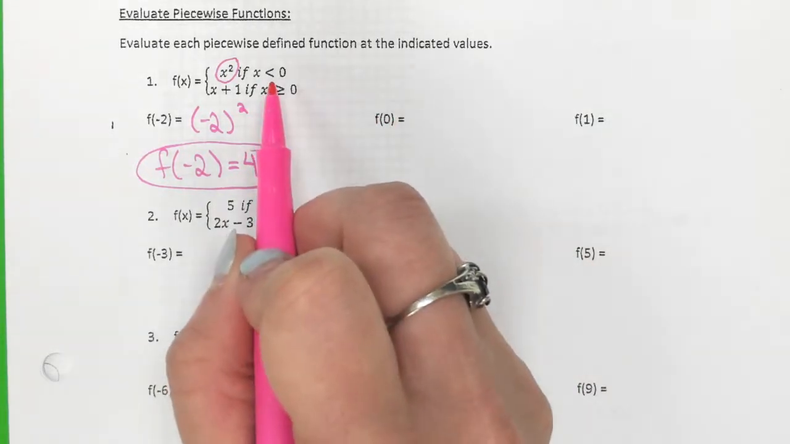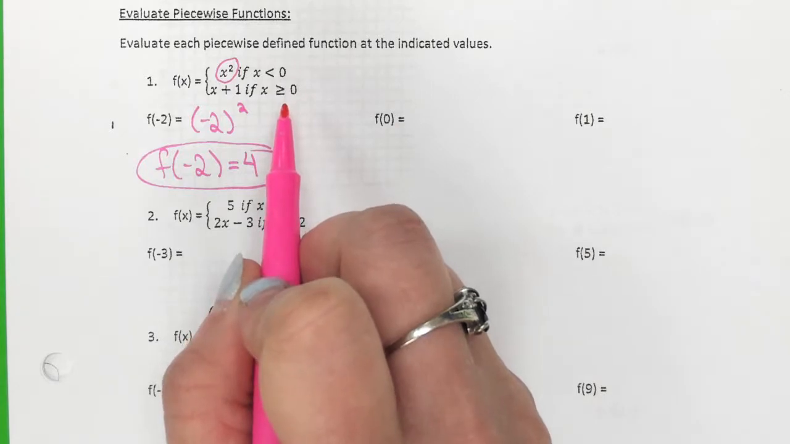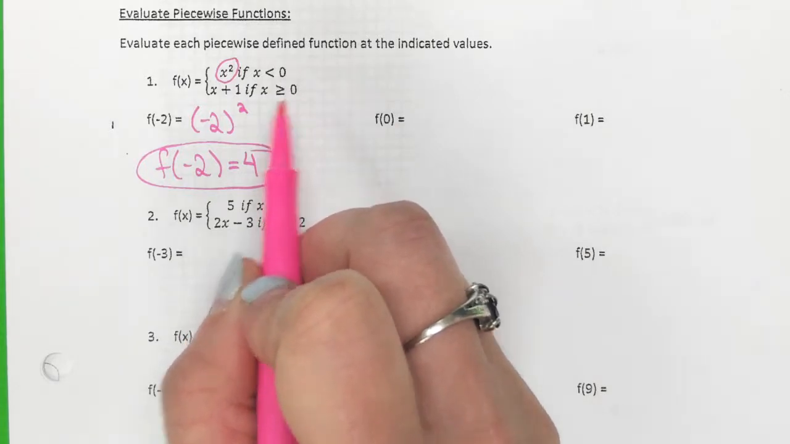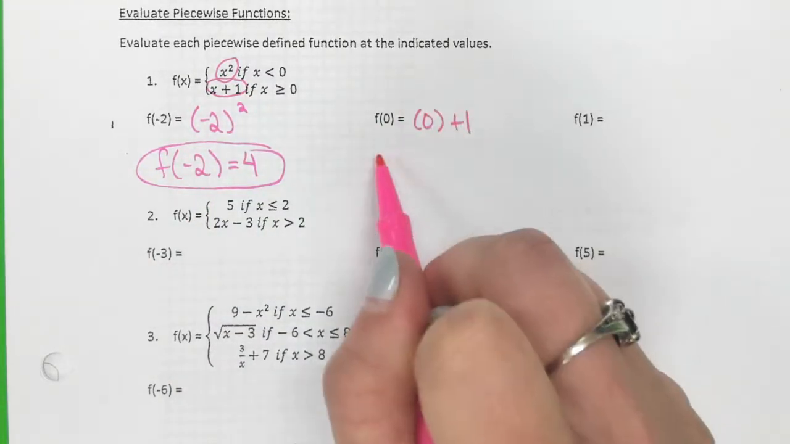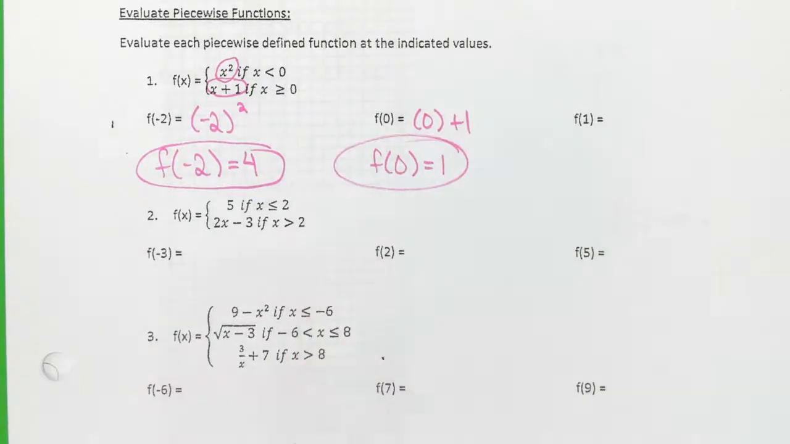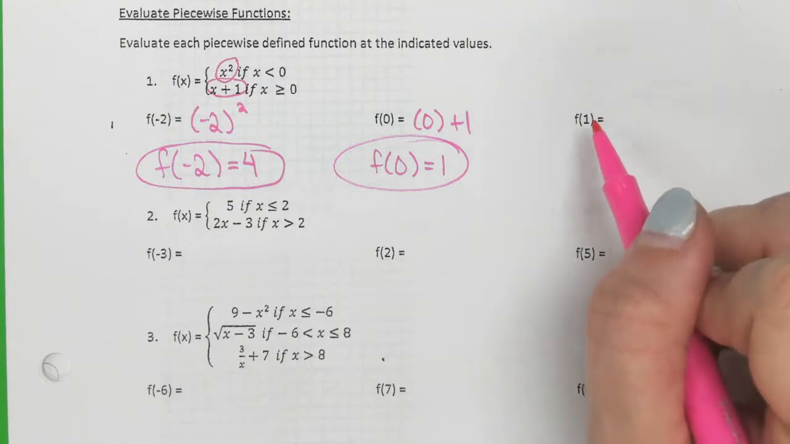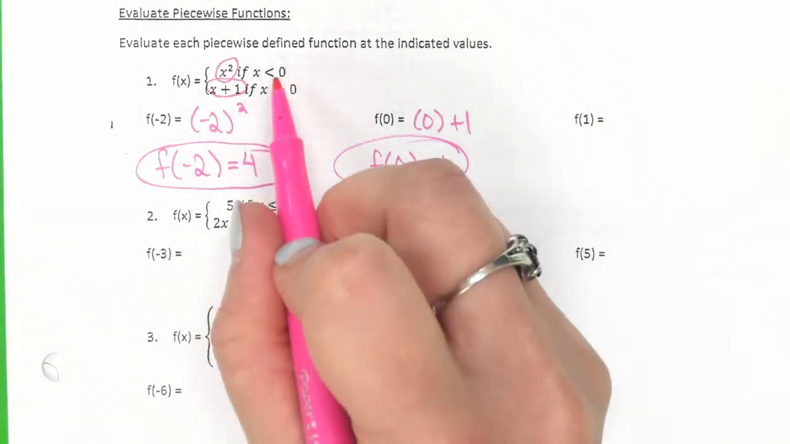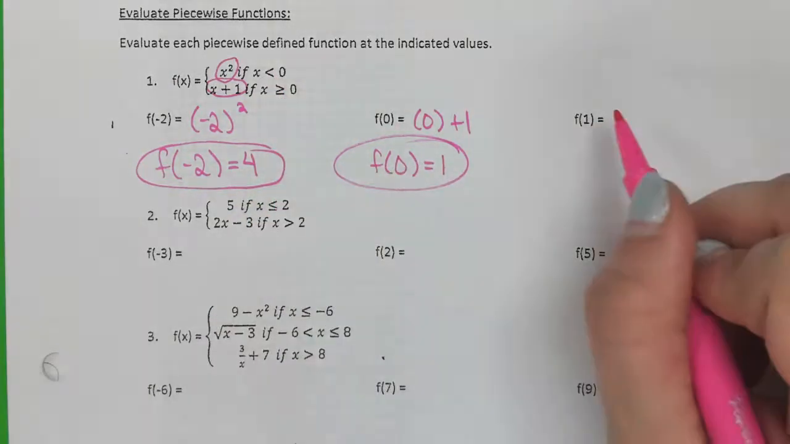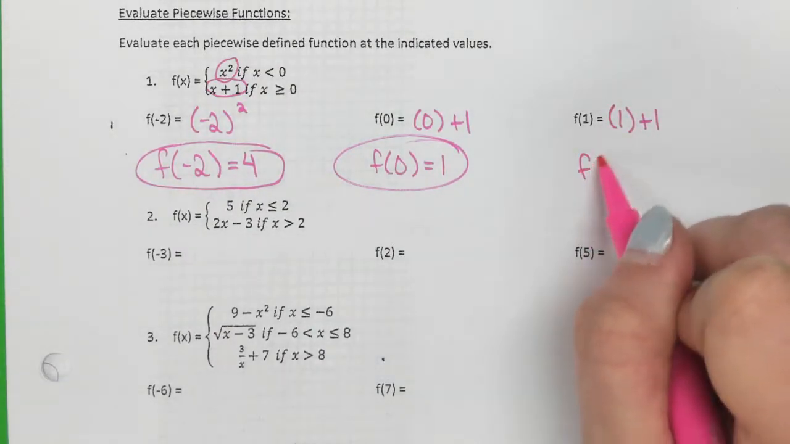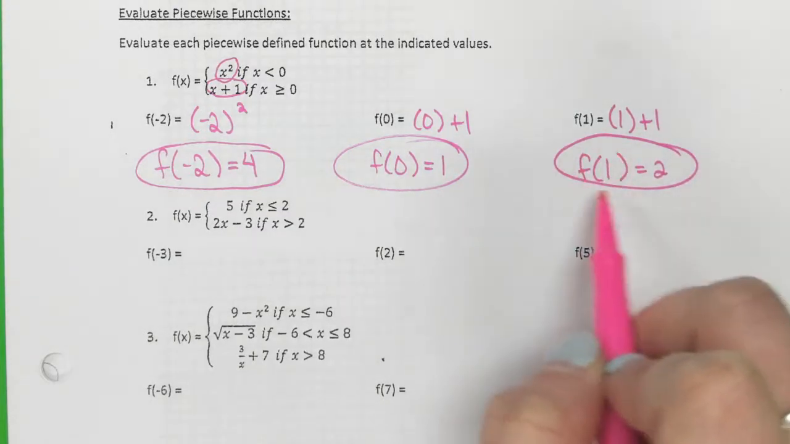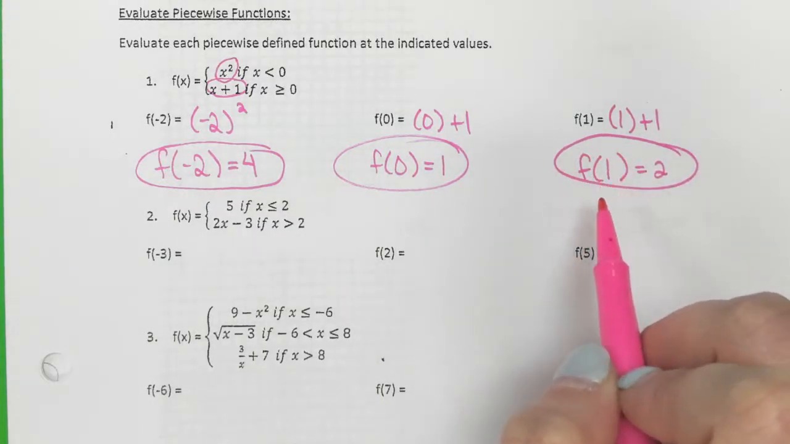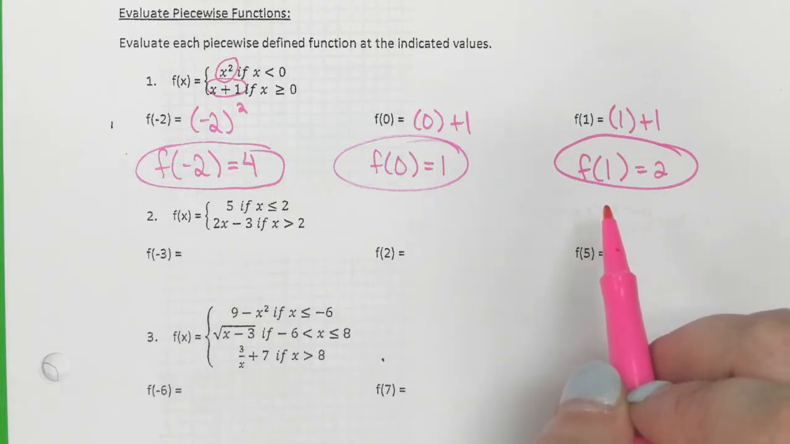Alright, let's look at 0. Is 0 less than 0, or is that greater than or equal to 0? It's equal to, so we're going to plug into x plus 1. So f of 0 is equal to 1. Y'all okay? Pretty easy stuff? Alright, last one. What about this 1? Is he less than 0 or greater than or equal to 0? There you go. So f of 1 is equal to 2. You have to make sure you write your notation correctly. There's about a handful of us that still got our points taken off on our test.